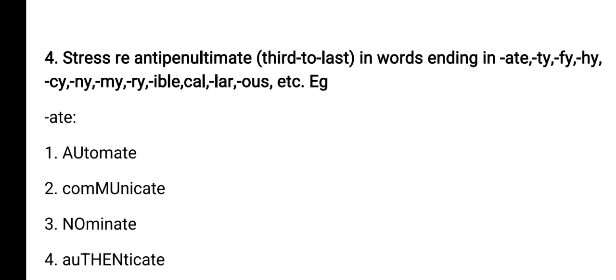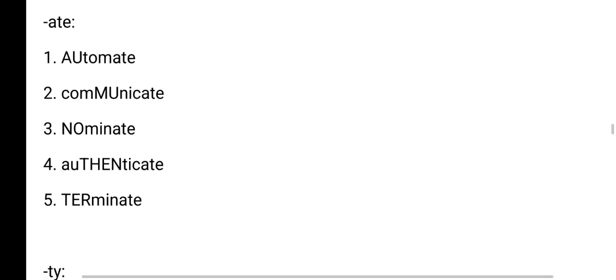So let's start with ATE. Automate. Normally we say automate, meaning that we used to put the stress on the second to last syllable, which is wrong. As far as this word ends in ATE, whether we used to put the stress on the second syllable or not, I will start putting the stress on what? Third to last, which is what?